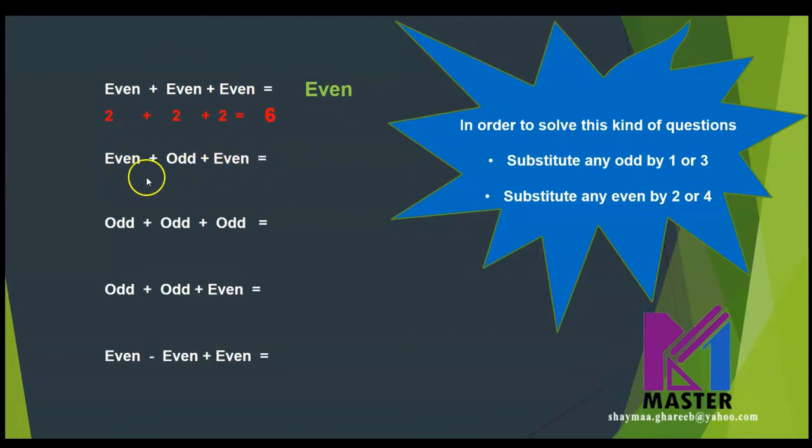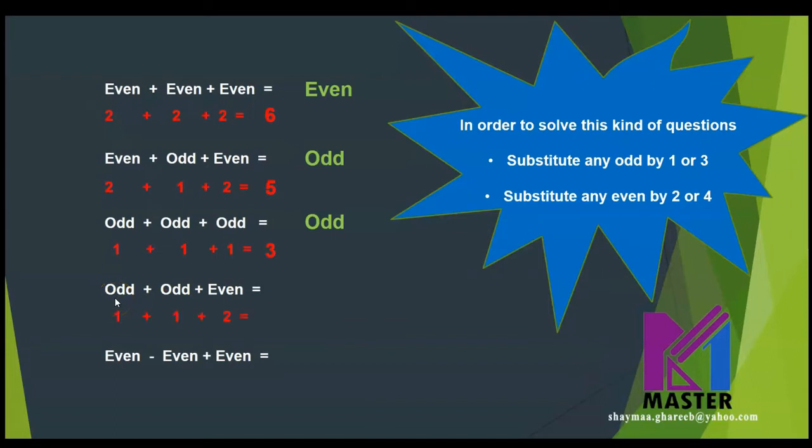Now I have even, odd, even, and all of them plus each other. So I will do the same. For the even, I will write 2, and for the odd, I will write 1. So let's see. 2 plus 1 plus 2. 2 plus 1, 3, plus 2, 5. So the answer will be 5. 5 is an odd number. Then the answer of this sentence will be odd. Odd plus odd plus odd. So 1 plus 1 plus 1 equals 3. And 3 is odd. So when I add 3 odd numbers, the answer is odd. Whatever the sentence is, you always write any odd number as 1 or 3 and any even number as 2 or 4 and find out the answer will be odd or even.